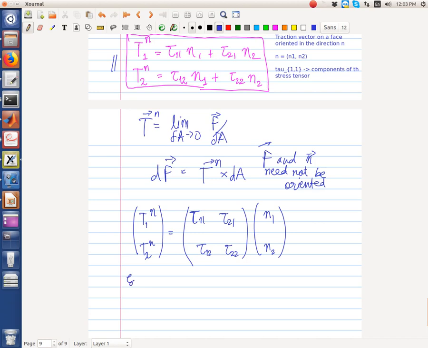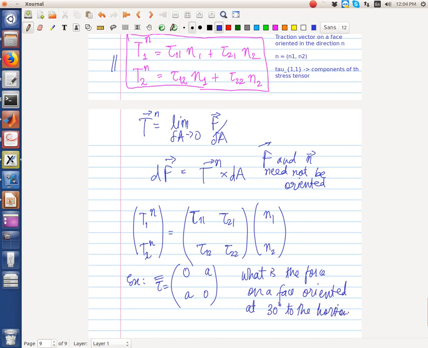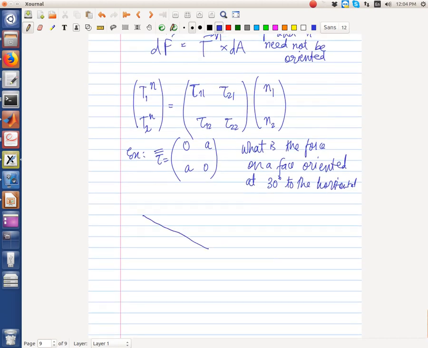But let's see. If we are given that the stress tensor, so this entity is the stress tensor, the tensor is marked by a double bar on the top, is equal to 0 a 0, and we want to find out what is the force on a face oriented at 30 degrees to the horizontal. So the face is oriented like this.